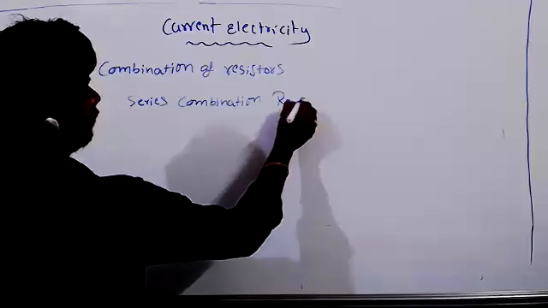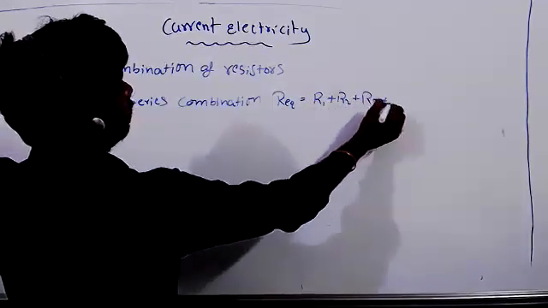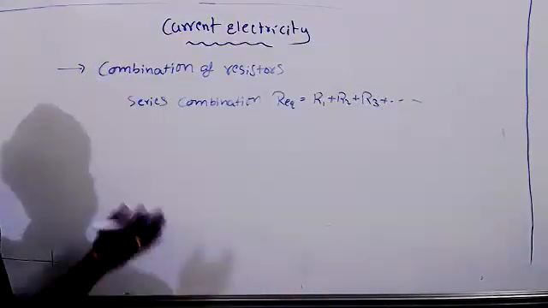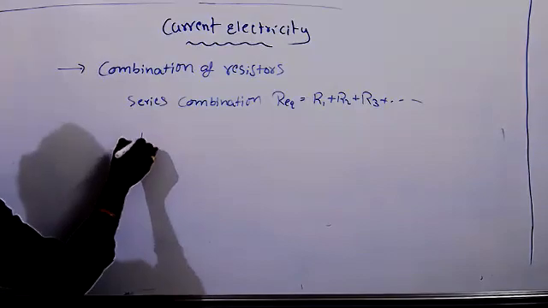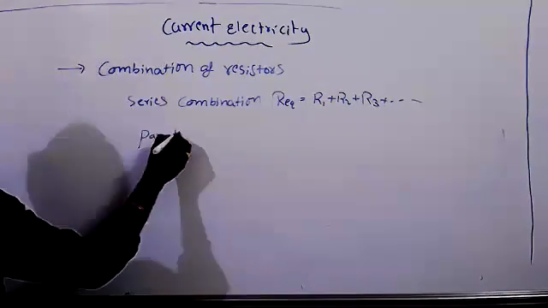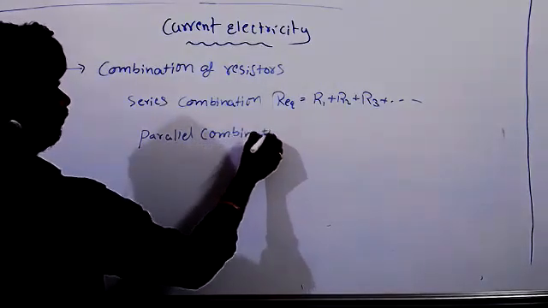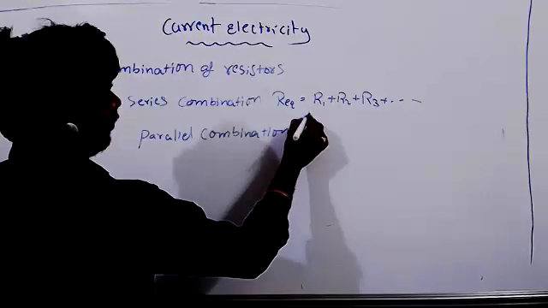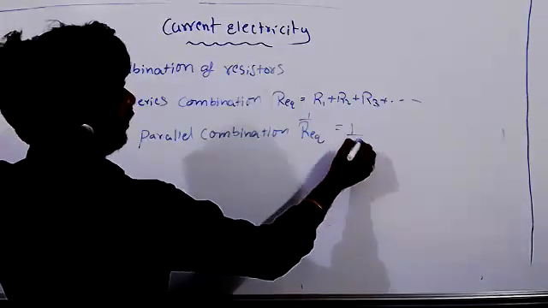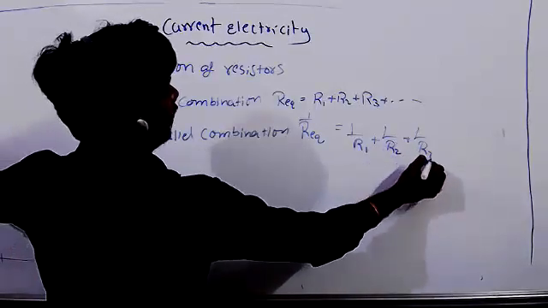R equivalent equals R1 plus R2 plus R3 and so on. However many resistors they give, that many resistances we have to add. Parallel combination: 1 by R equivalent equals 1 by R1 plus 1 by R2 plus 1 by R3 and so on.